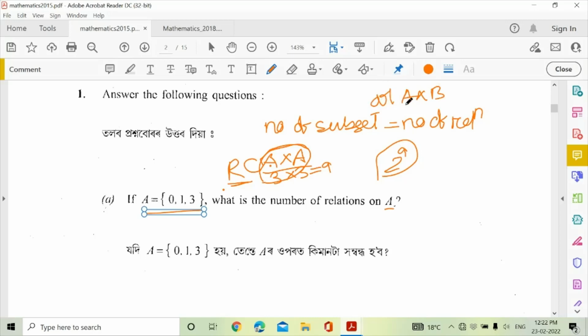So as a basic concept, very important: the number of subsets is nothing but the number of relations. Whenever you have to find the number of relations, always try to find the number of subsets of A cross B. Here A is defined, so we have to find the subsets of A cross A. A has 3 elements and A has 3 elements, so there are 9 elements. If A cross A contains 9 elements, we will have 2 to the power 9 subsets, because the formula is 2 to the power n. As subsets of A cross A are known as relations, we will have 2 to the power 9 relations on A. Correct?